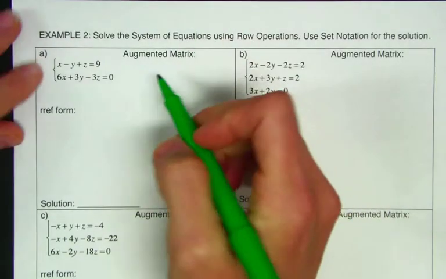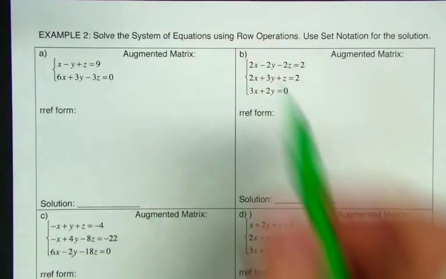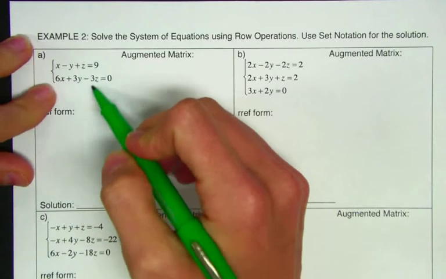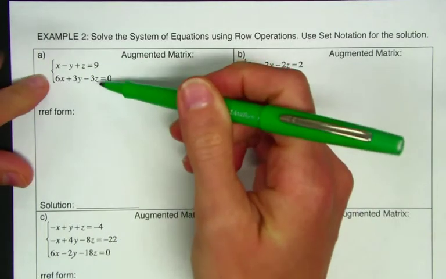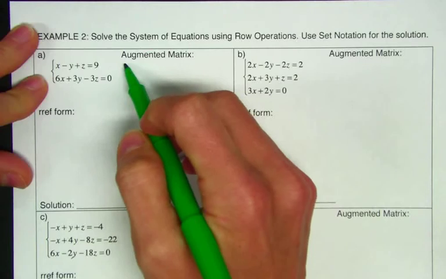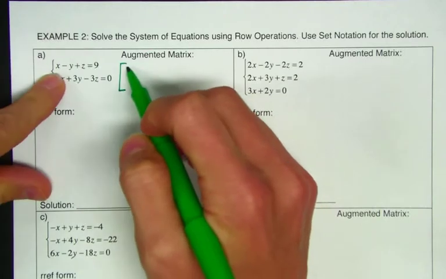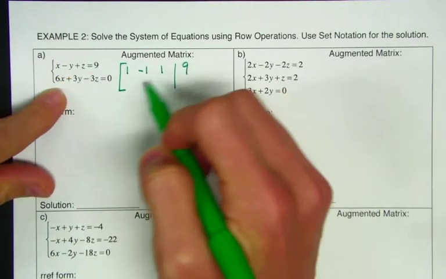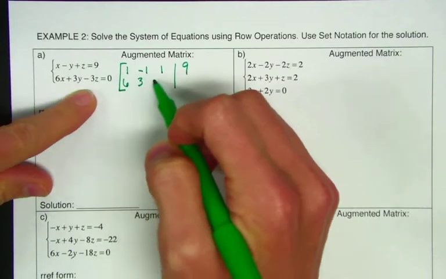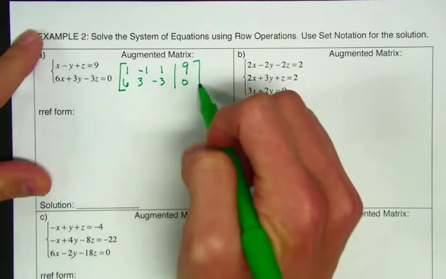Now this augmented matrix looks a little bit different because the size is going to be different than some of the other ones, because we only have 2 equations in our system, but we do have all 3 variables. So we're going to start the same way. We have 1, -1, 1, 9, and 6, 3, -3, 0.